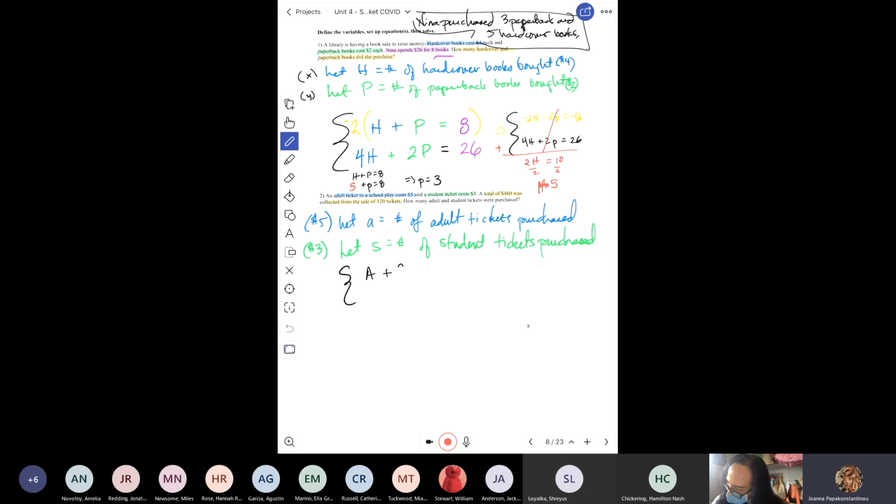A plus S is 120. I agree. The number of student and adult tickets give me a total of 120 tickets. Now, what about money? Beautiful. Solve that system. And you can always reduce it to an easier problem to solve from the get-go if you would like.